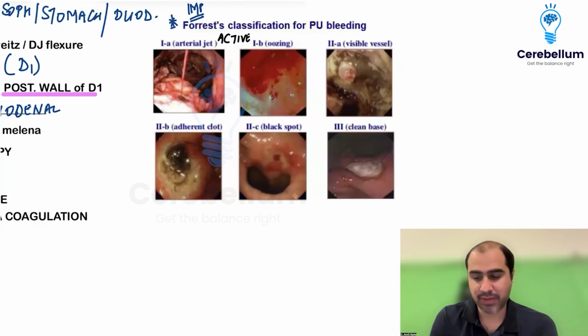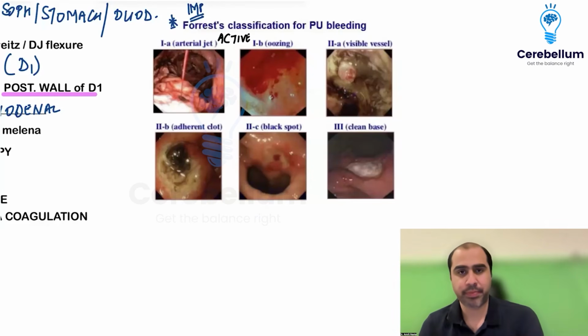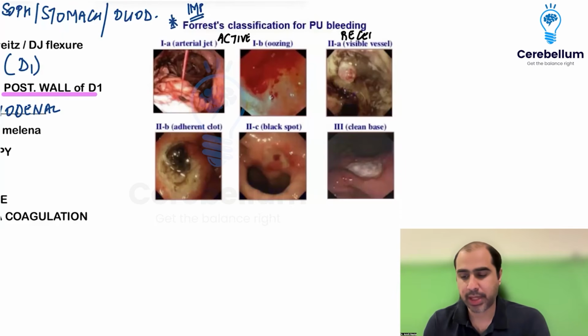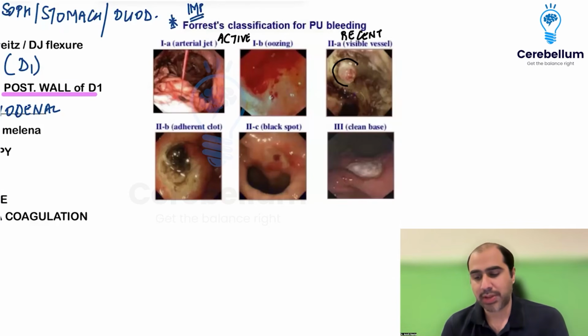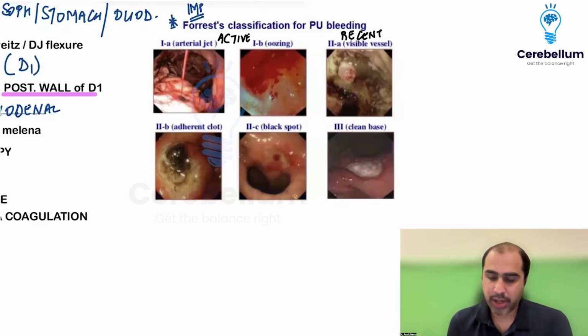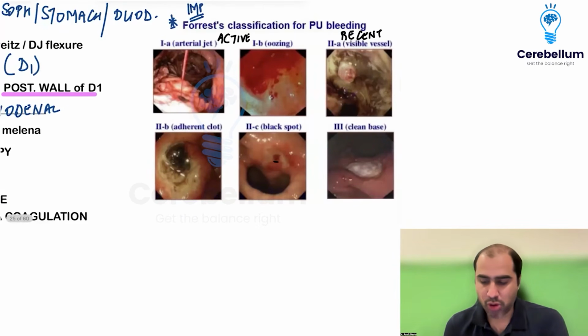And obviously, if the bleeding is active, you will stop it. In 2A, 2B, 2C, the bleeding has stopped. It is a recent bleed. It's not bleeding right now. It must have happened some hours or maybe minutes ago. In 2A, there is a visible vessel. In 2B, there is a visible clot. And in 2C, there is a very small dot.